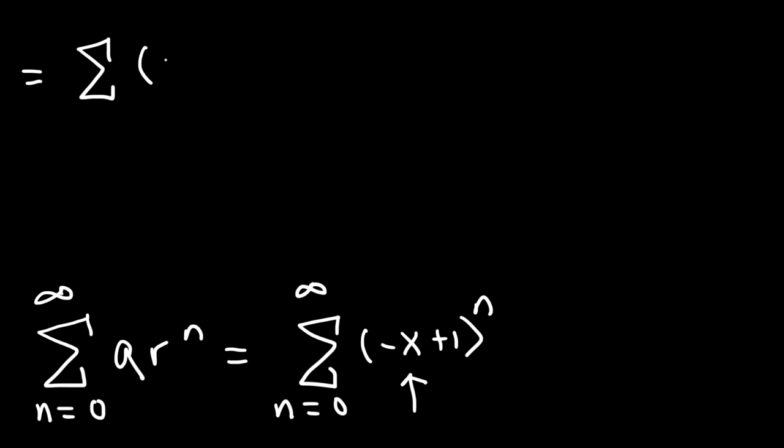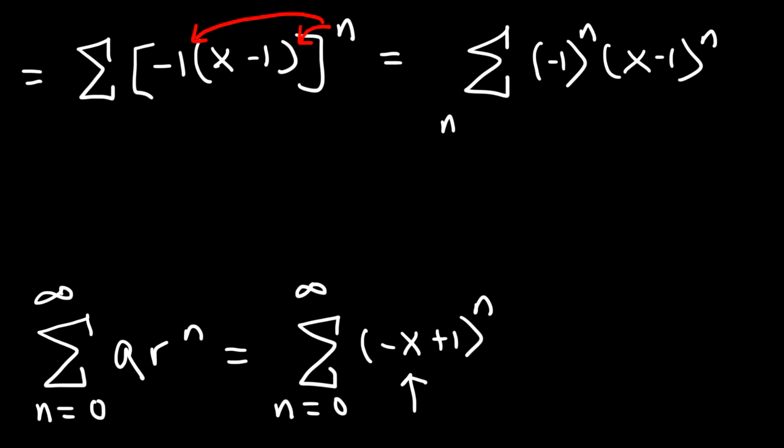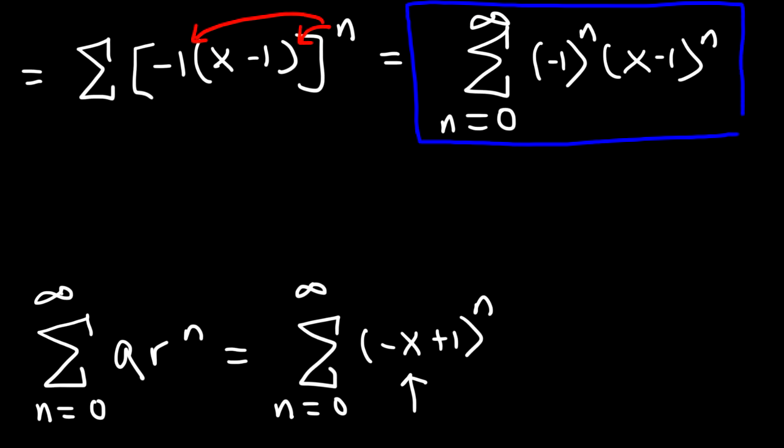So this is going to be, let me use brackets. So we're going to have brackets, negative 1 times positive x, and then positive 1 will change to negative 1. And this is all raised to the n power. Now I'm going to distribute n to the negative 1 on the outside and x minus 1 on the inside. So this is going to be negative 1 to the n power times x minus 1 to the n, starting from n equals 0, going to infinity. So this is the answer. That's the power series that corresponds to the function 1 over x.